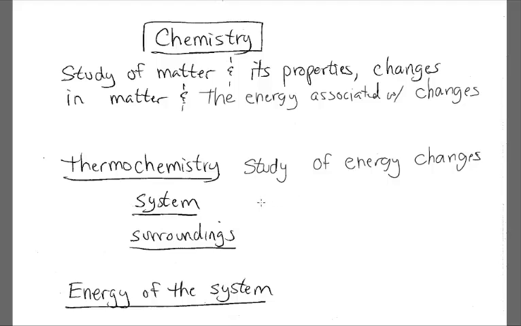When we do this, we define two locations. We define a system, which is an area of concern, and a reaction is one example of a system. Then everything else in the entire universe is the surroundings.